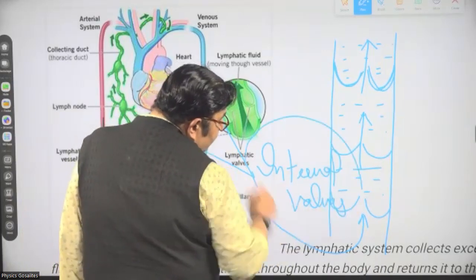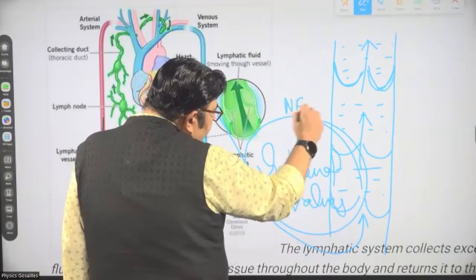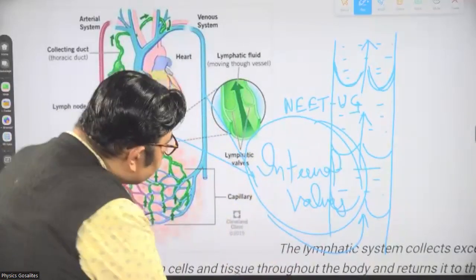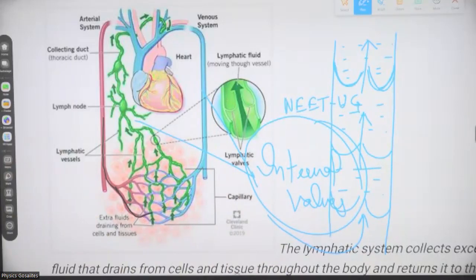Let me tell you, this is a very important question for the NEET UG, that the internal valves are present inside the veins and also inside the lymphatics. Lymphatics means the lymphatic vessels. When I say the word lymphatics, it refers to the lymph vessels.